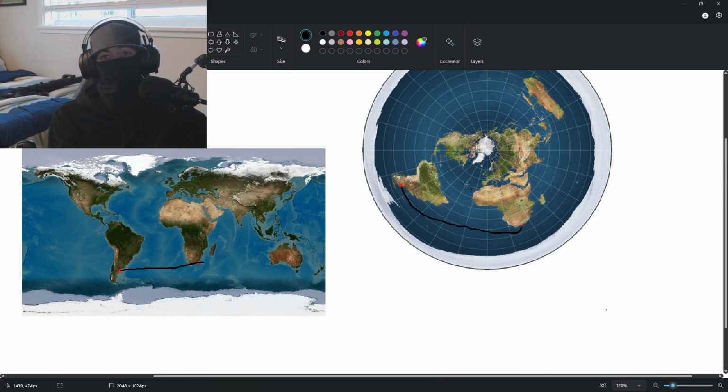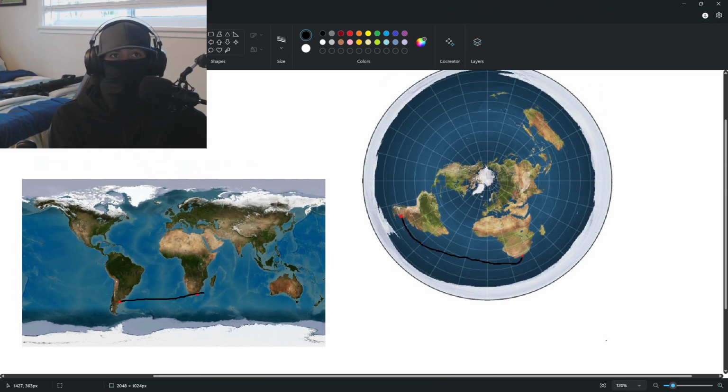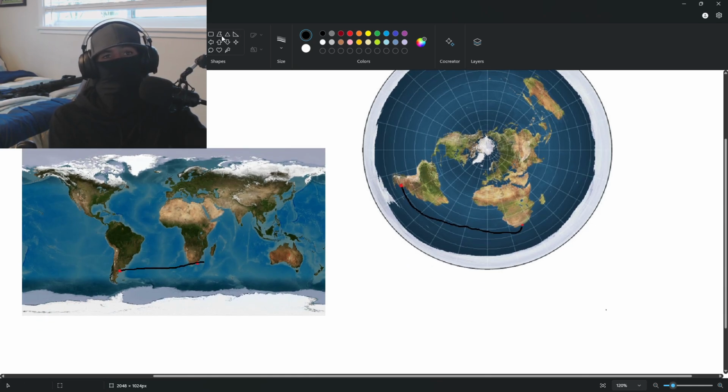Speaking of, this is the official Flat Earth map. So if anyone comes at me like, oh, you're not using a real map, it's fake. Anyway, then Exhibit B here.